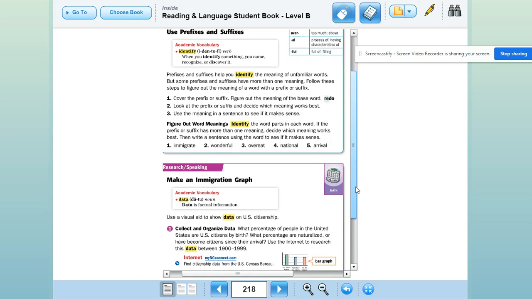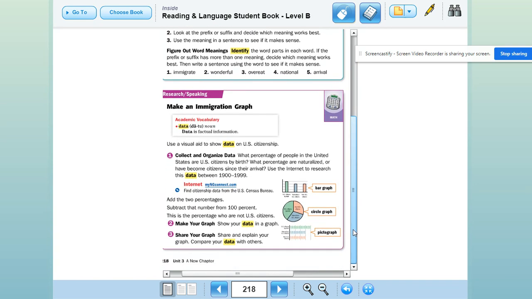Make an immigration graph. So data. What does it mean to have data? What does the word data mean? This will be on the final test. It will be on the test. Data is factual information. Numbers. Okay, so it gives you facts. It gives you numbers. Data means information, the information they give you.